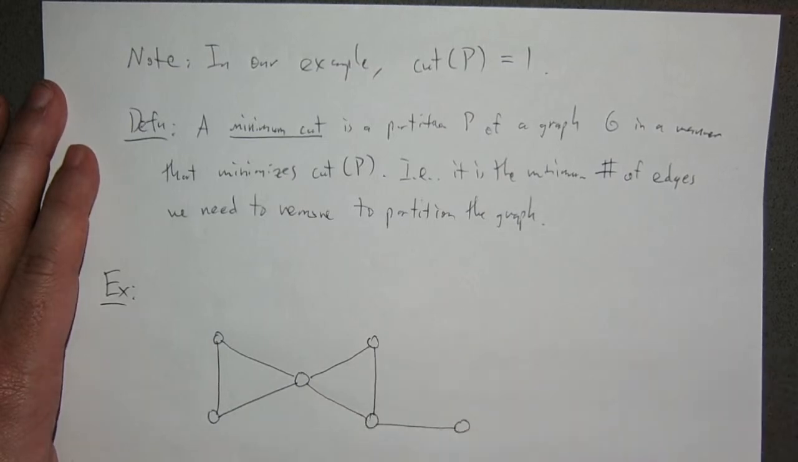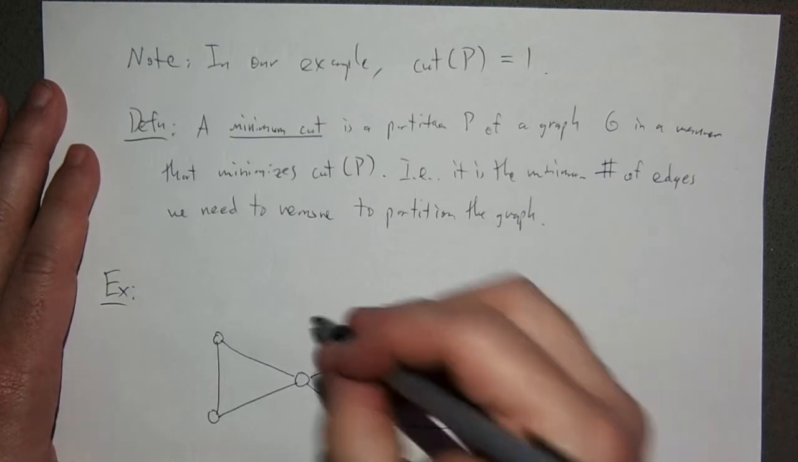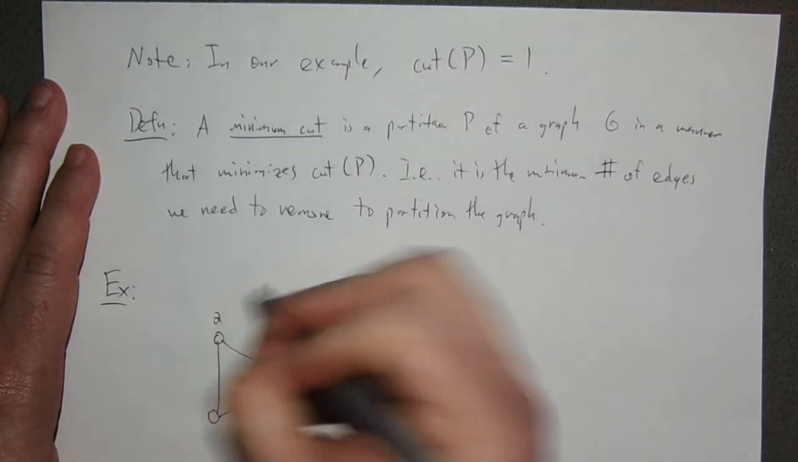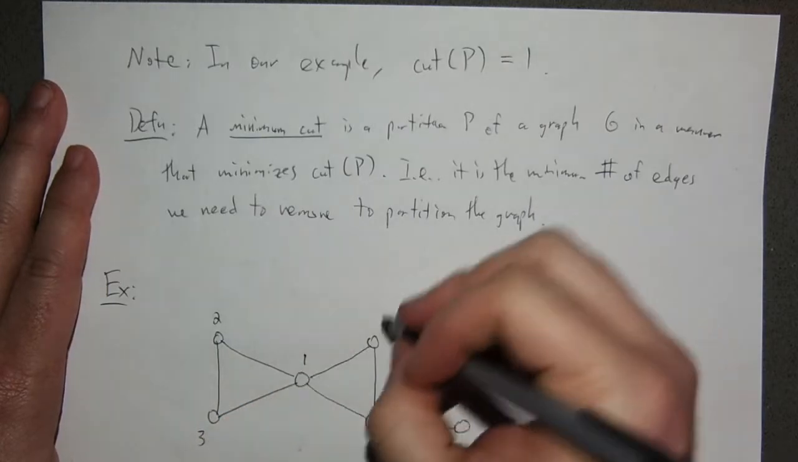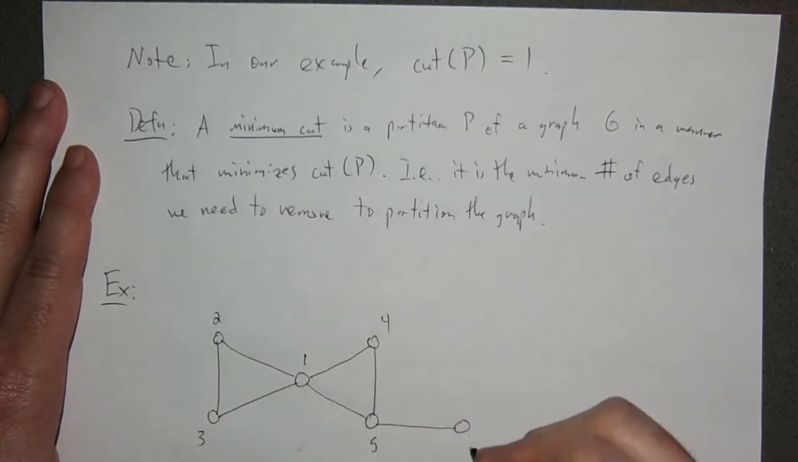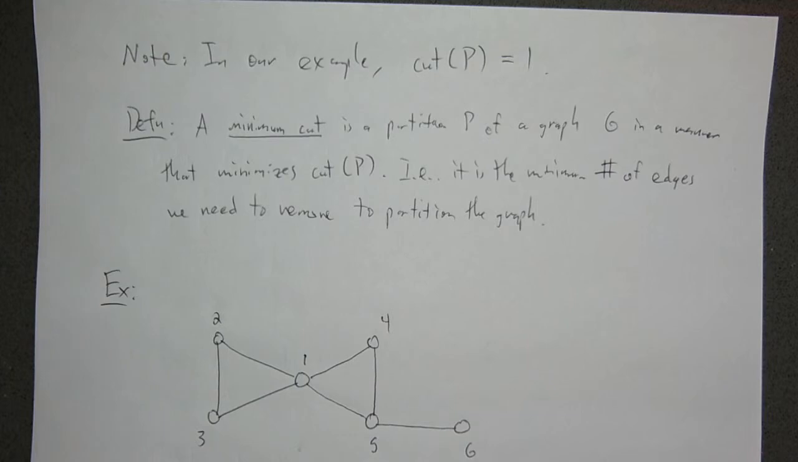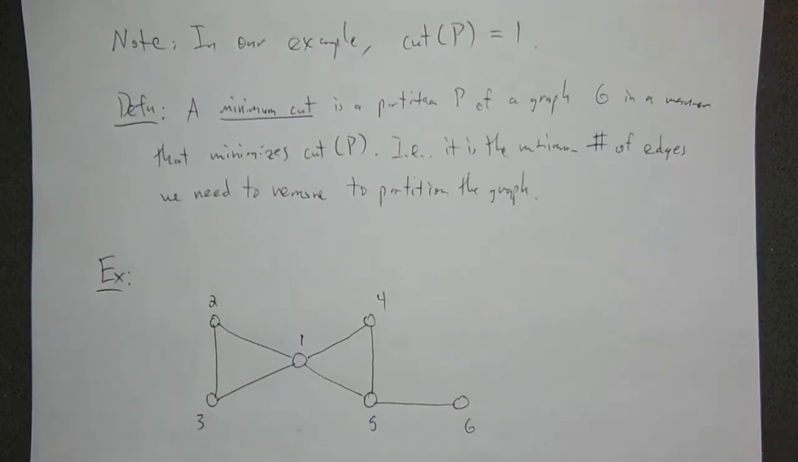So here's my graph. Let me see how they label it. So this is 1, 2, 3, 4, 5, 6. So 6 vertices labeled in this way. This is what my graph looks like. So consider this graph. So I want to partition this into 2 pieces.